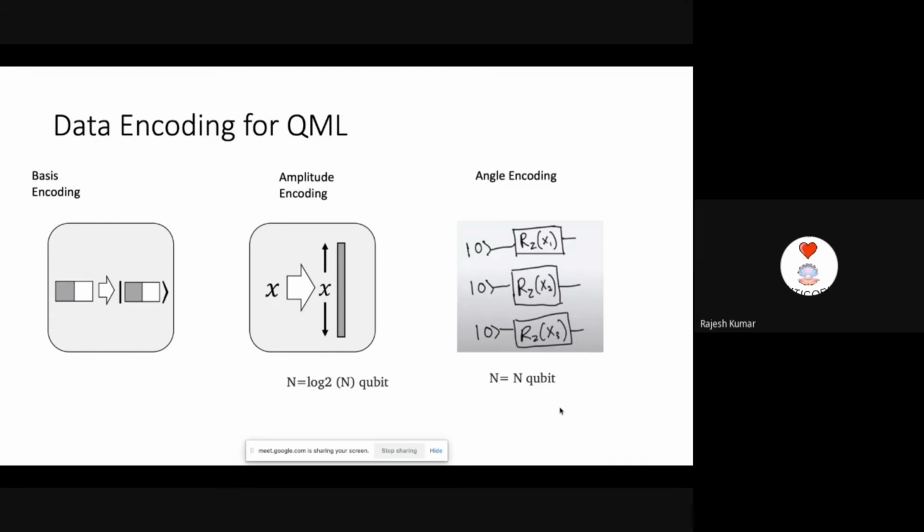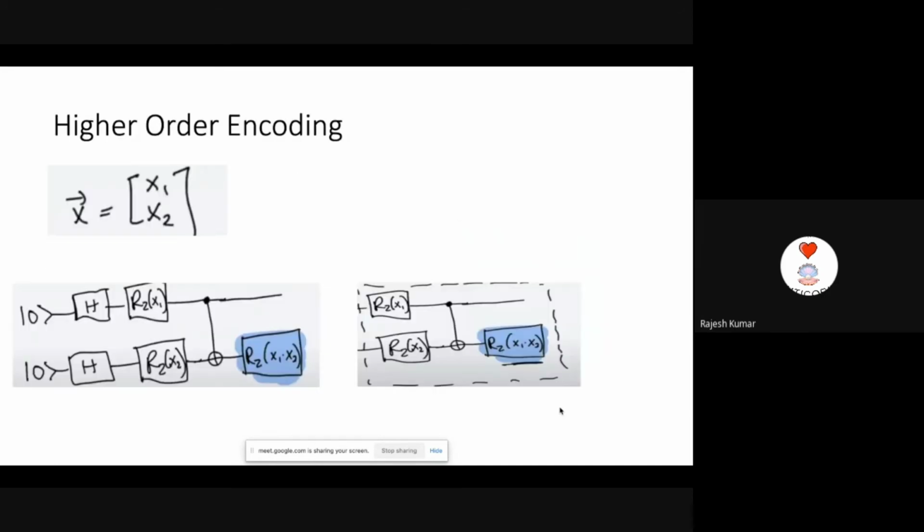Now if you say there are 4 qubits, we can map 2 classical data here even if you use amplitude encoding. But when you have 4 qubits with angle encoding, we can map 4 classical data. So angle encoding would be a little better compared to amplitude encoding. That is the only criterion. These are the different ways we can map classical to quantum, but we should try to have a minimal number of qubits to represent the classical data.